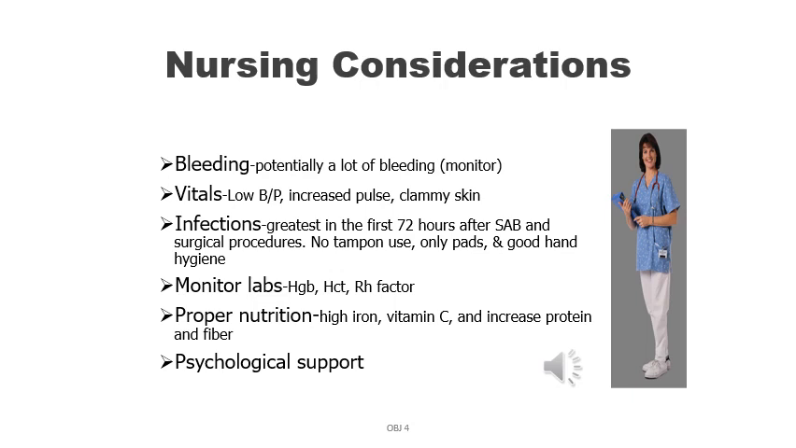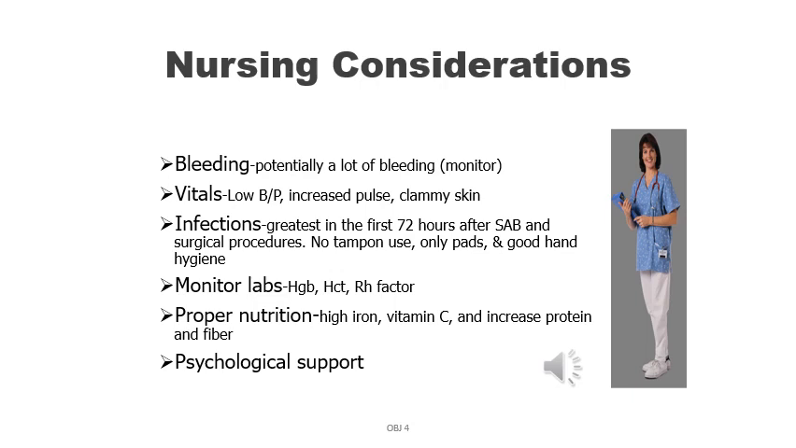So nursing considerations during these spontaneous losses. Things you want to pay attention to is bleeding, potentially a lot of bleeding. You want to monitor how much she's having. The vital signs, of course, you want to pay attention to the blood loss, the hypotension, the low blood pressure, increased pulse, clammy skin. Eventually, if you don't take any action on that, they're going to decrease their level of consciousness, potentially go into shock. So that's all things you want to avoid.